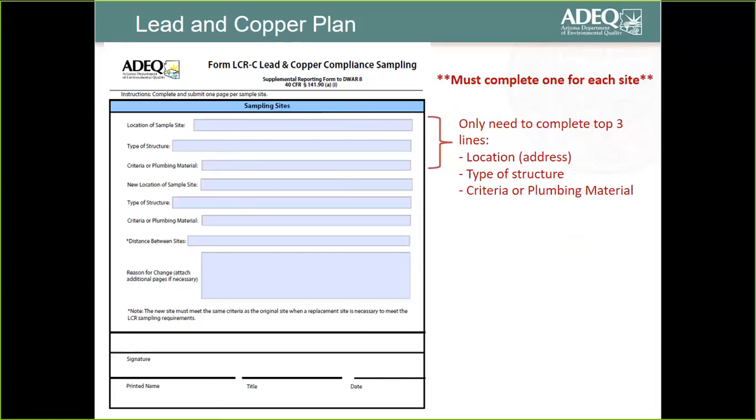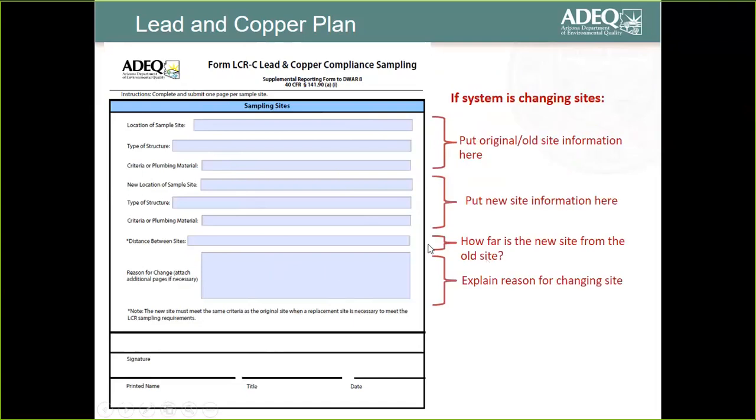And the rest of the page you actually do not need to complete unless you're changing sites. If you're changing sites, you would need to complete the full page. So what you would do is for the first 3 lines, put the information of your old site, so the location, structure, criteria, and then the next 3 lines you put the information on your new site. So just again, location, structure, and plumbing material. And then it asks you for the distance between the sites, so it's 100 feet apart, it's 200 feet apart, whatever it may be.